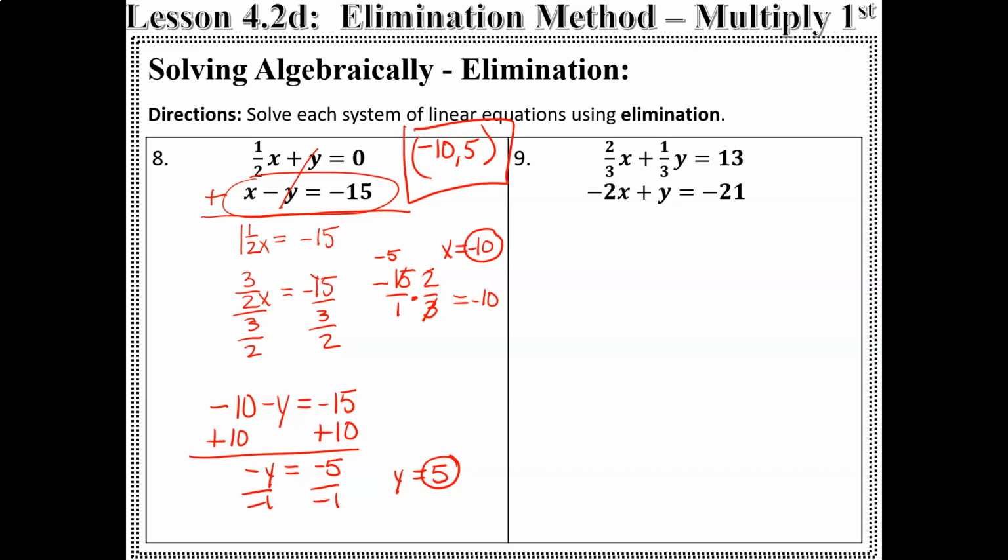Also super fractiony. So I think I am going to multiply by -3. Because if I do that, I get -3/3, which is -1y. So let's do that. So now I have, do it up here. I have -3/1 times 2/3.